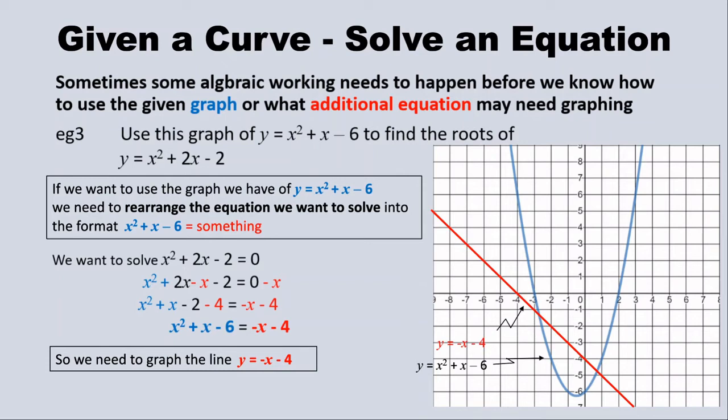And as we can see from that line, it crosses the curve in two places. I've got two solutions again, and I'm going to have to estimate them. One of my solutions is nearly at negative 3. The other solution is almost at 1. My solutions are negative 2.7 and 0.7.